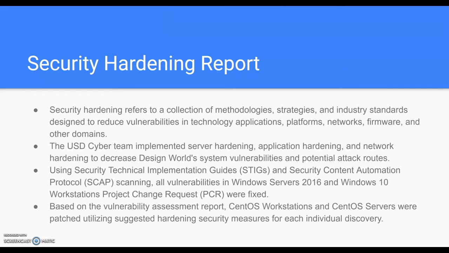CentOS workstations and CentOS servers were patched using recommended hardening security strategies for each individual finding based on what was found in the vulnerability assessment report.